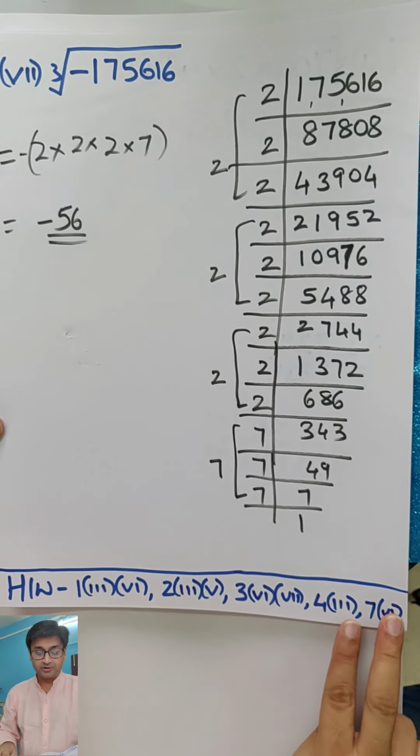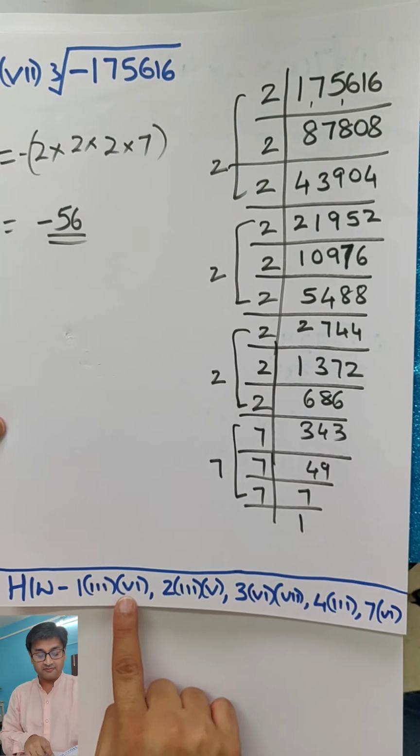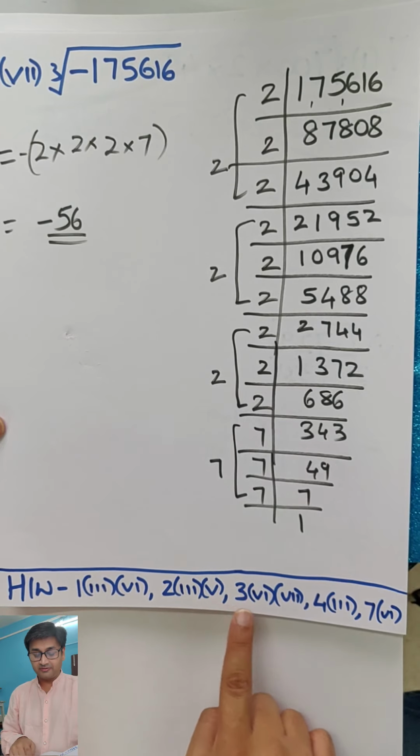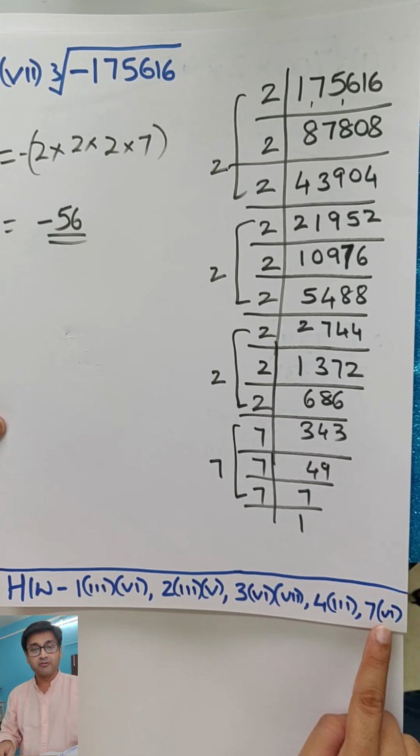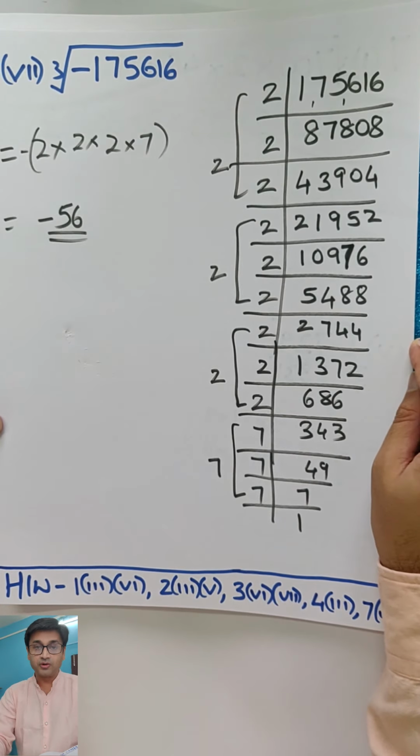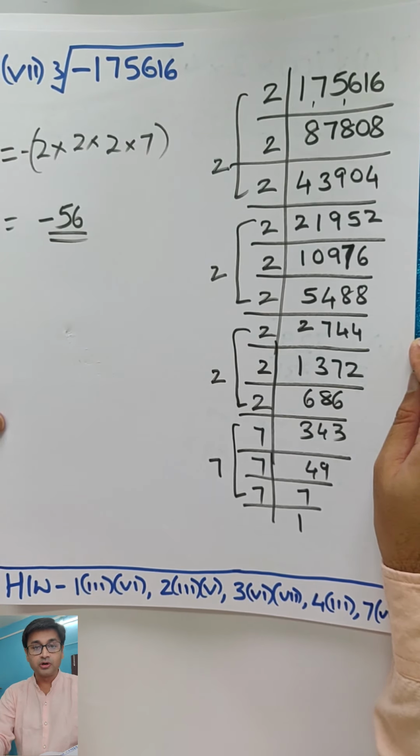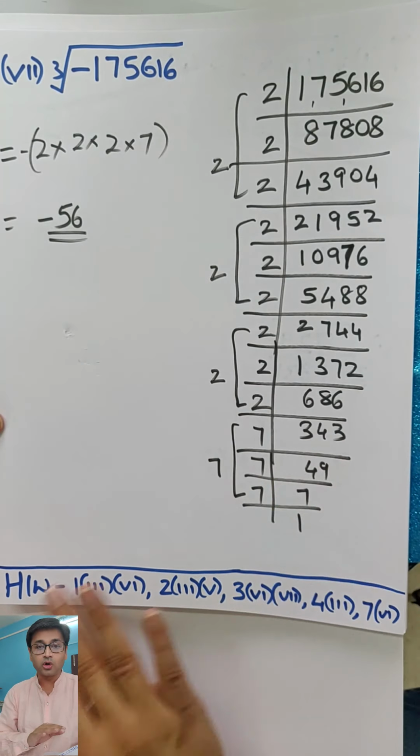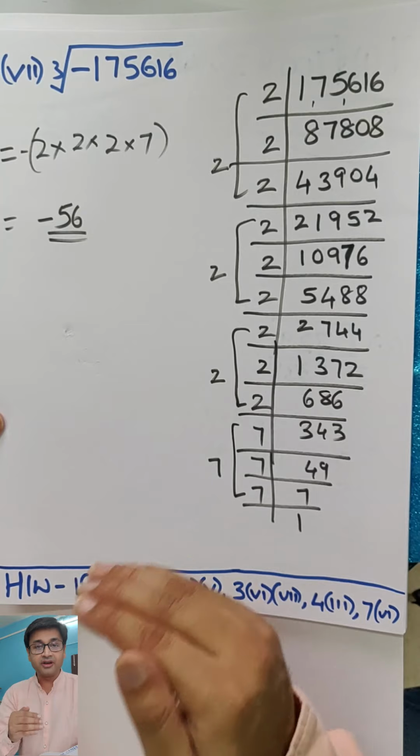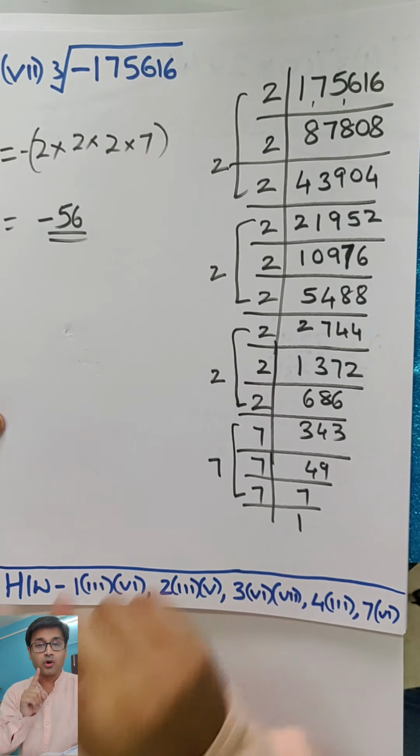Alright. For your homework, I want you to try 1 part 3 and 4, 2 part 3 and 5, 3 part 6 and 7, 4 part 3 and 7 part 4. Please try these sums honestly. Do not copy. If you do it on your own, 100% you will find all this very simple. It's not going to be difficult at all. Take every day one step, but take that step honestly.